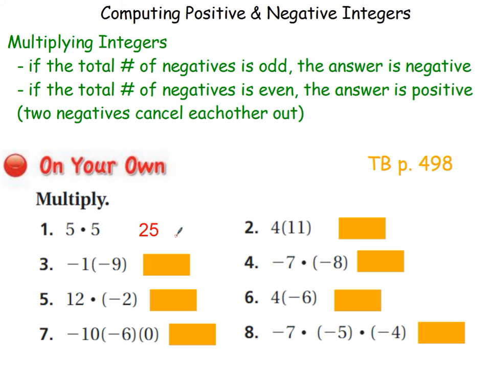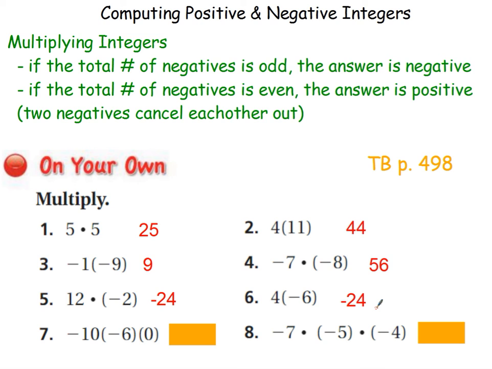Number 1 is 25. Number 2 is 44. Number 3 is 9. Number 4 is 56. Number 5 is negative 24. Number 6 is negative 24 as well. Number 7 is 0. And then finally, number 8 is negative 140.